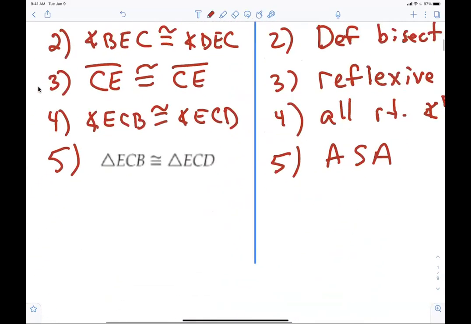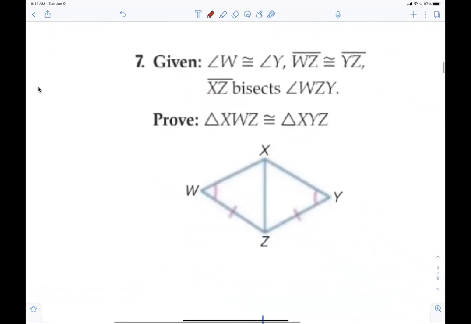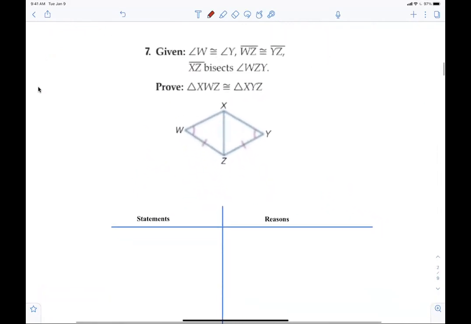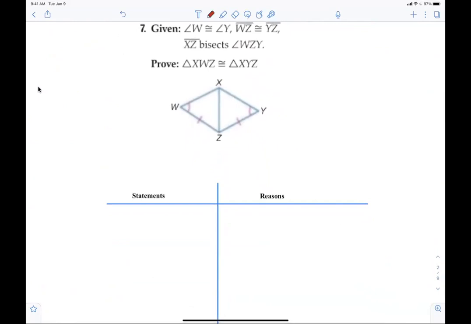Let's try the next proof. Okay, this one's going to be, can we say XZ is congruent to XZ and then the triangles are congruent? Yeah. No. Tell me, why not? Because that would be side, side, angle, or angle, side, side. That would be angle, side, side.